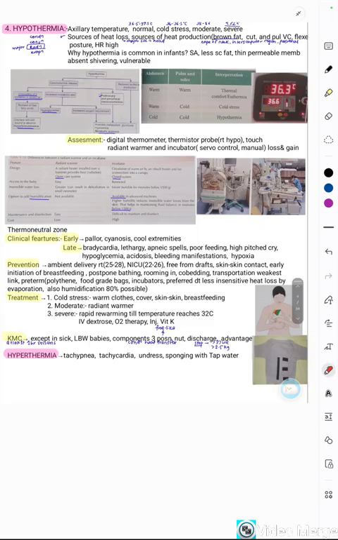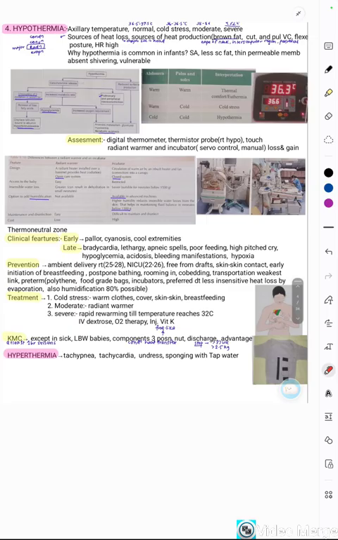Kangaroo mother care is given in case of low birth weight babies. It can be done in all babies except in sick ones. At least 1 hour session should be done, and it is stopped when the child gains a weight of more than 2.5 kg and the gestational age is more than 37 weeks. The mode of heat transfer is by conduction.